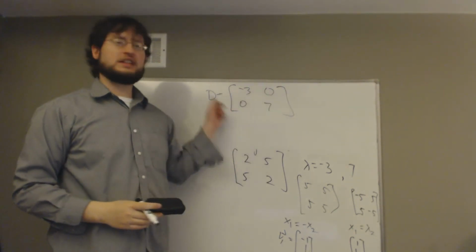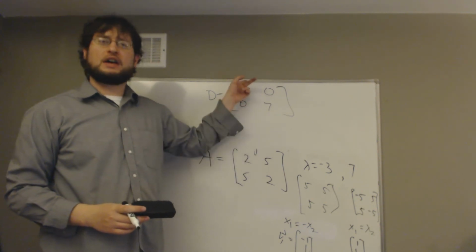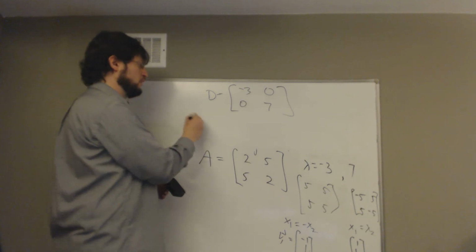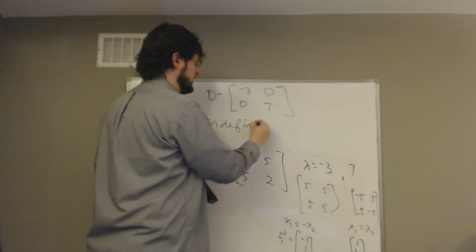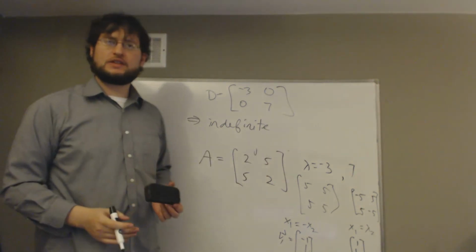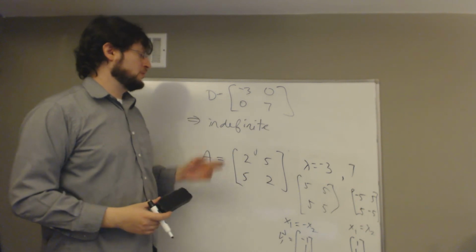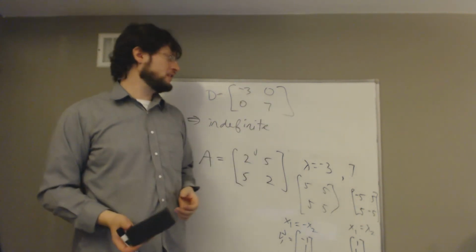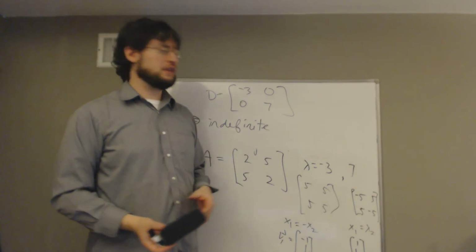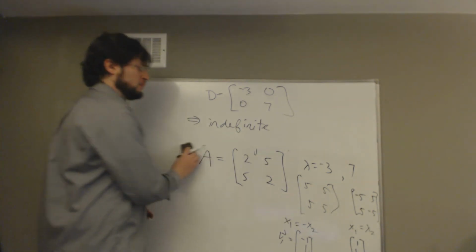And since D has a positive eigenvalue and a negative eigenvalue, according to what we wrote down before, this is indefinite. We don't need to go through the whole process. If I just need to classify it as positive definite, negative definite, or indefinite, really all I care about are the eigenvalues. If they're both positive, it's positive definite. If they're both negative, it's negative definite. If they're mixed signs, then it's an indefinite form. And that's what we've got here.